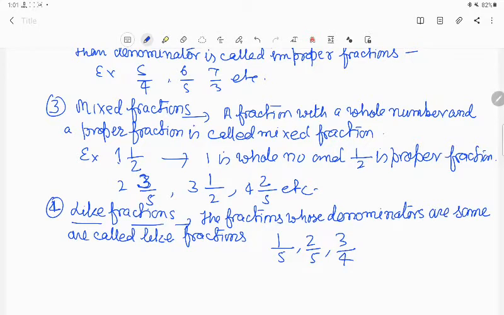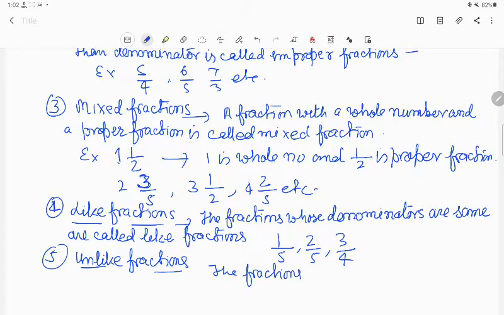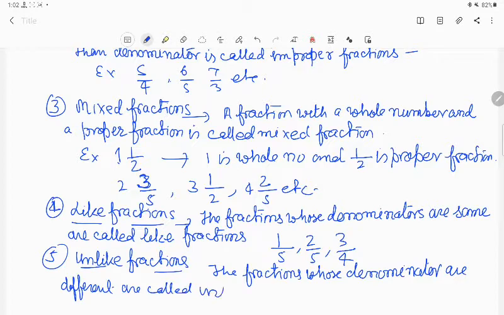Similarly, there are unlike fractions. The fractions whose denominators are different are called unlike fractions. Example: 1 by 2, 1 by 4, 2 by 5, etc.